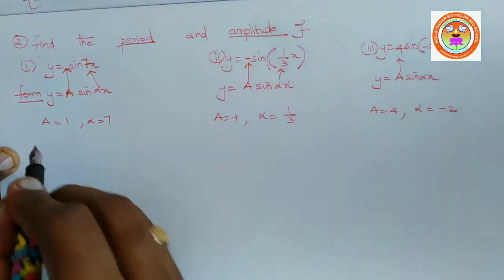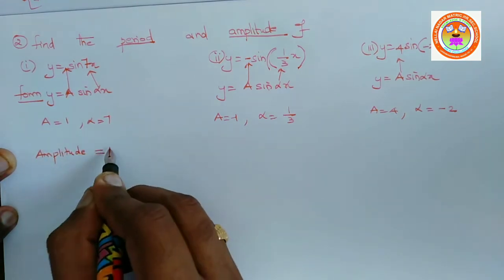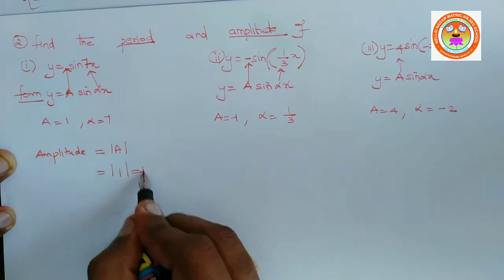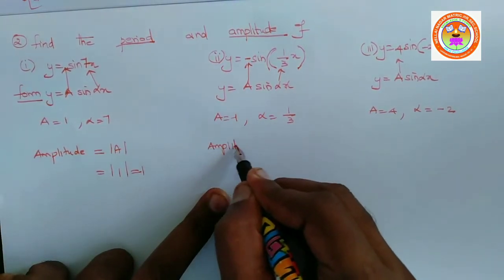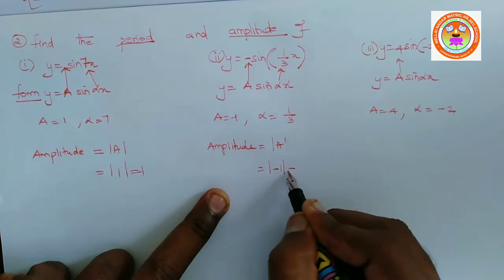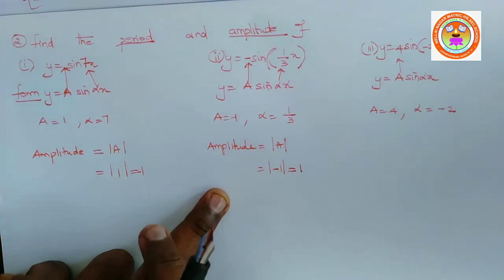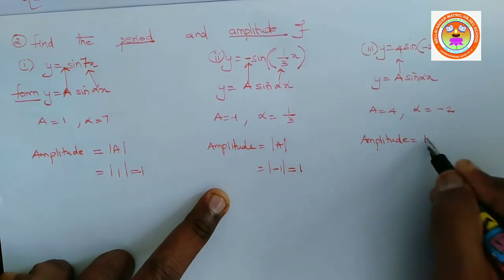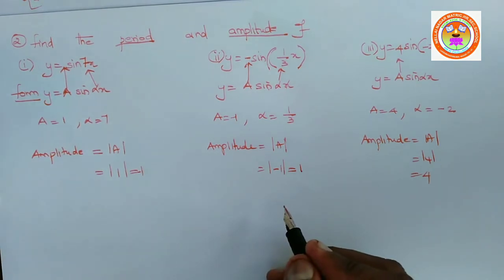You know the amplitude formula. Amplitude is nothing but modulus of A. So modulus of 1 is equal to 1. The same here also. Find amplitude. Amplitude is equal to modulus of A, modulus of minus 1. This modulus of minus 1 becomes plus 1. So amplitude is equal to modulus of A. Modulus of 4 is equal to 4.